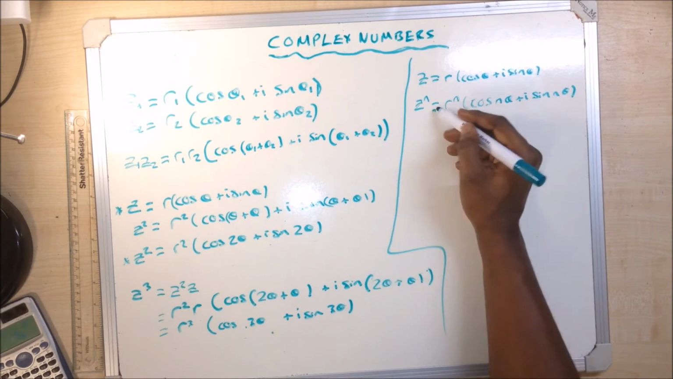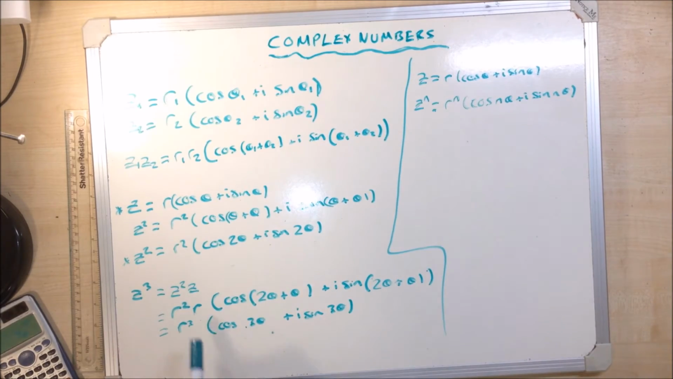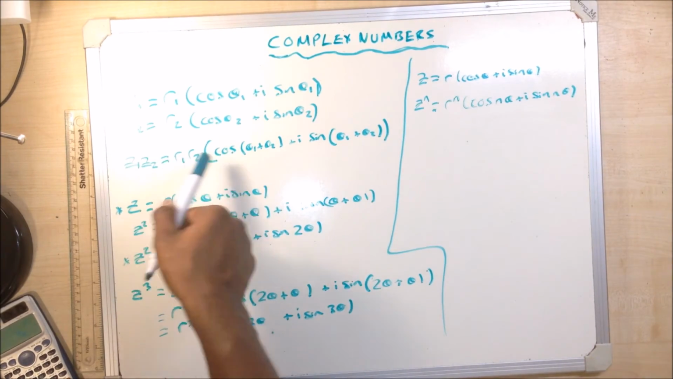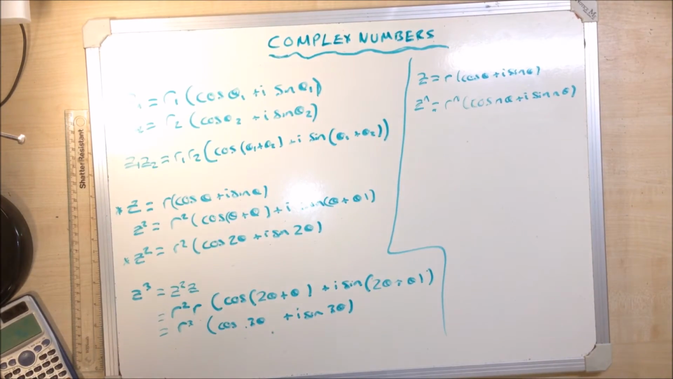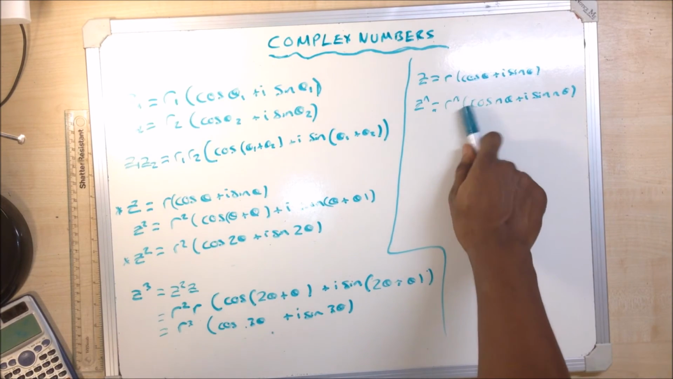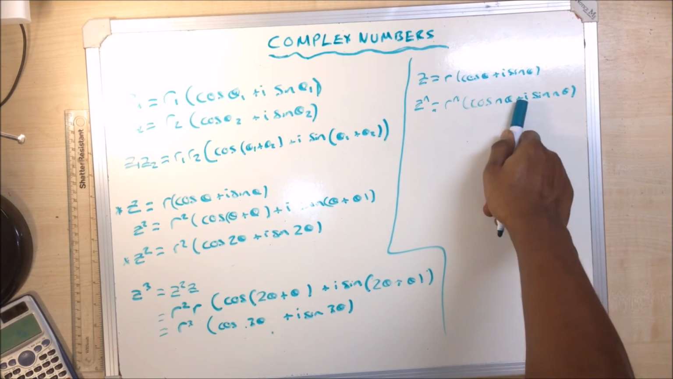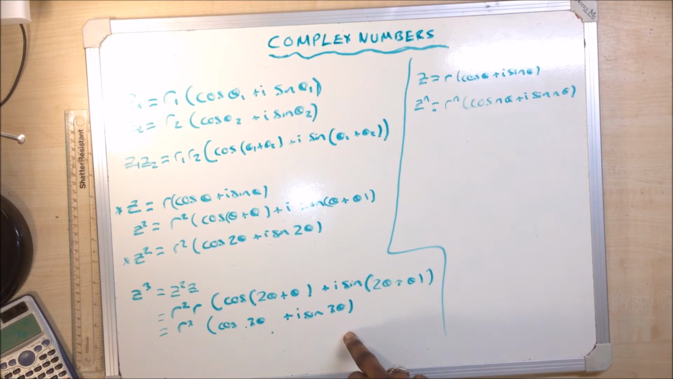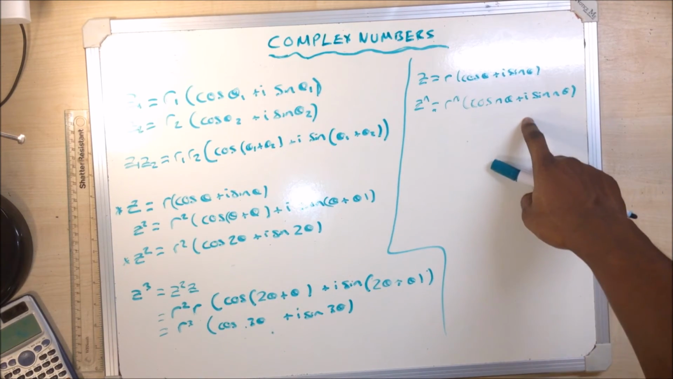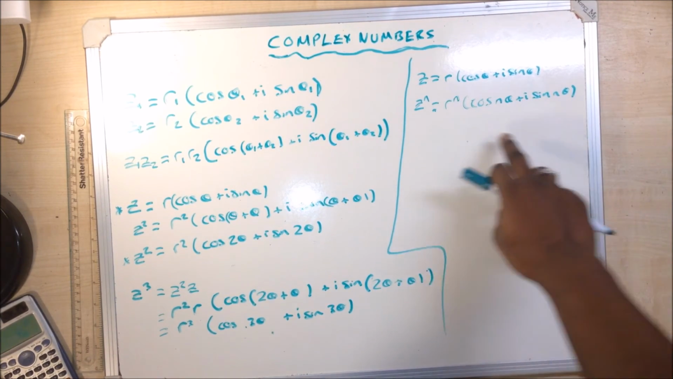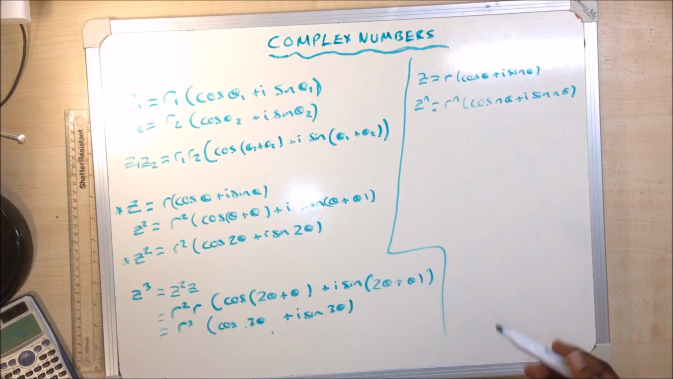And as you can see, we basically proved that by using what we know about timesing two complex numbers together. Here we did z squared times z, which is essentially z cubed, and in the end we got r cubed (cos 3 theta plus i sin 3 theta), which is essentially the same as what we were expected to get using De Moivre's theorem.